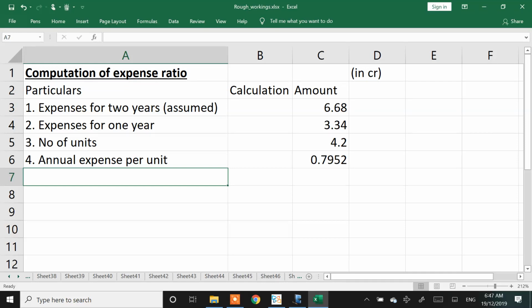Now, my expense ratio is normally calculated on average assets under management. Average is basically opening plus closing by 2. ICAI has not given an answer to this part, so I am not sure how ICAI is going to present this, but what I am going to do is annual expense ratio, listen for some time, on closing NAV.